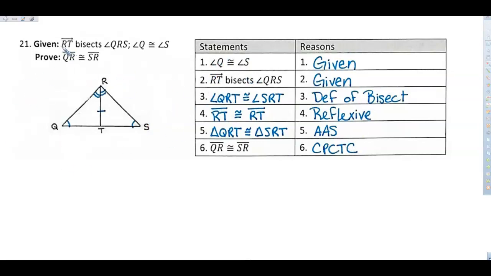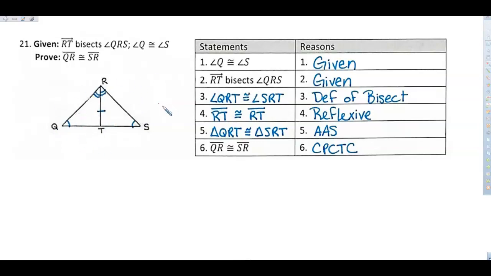All right, we are given that RT bisects angle QRS. So if this angle here is bisected, that means it is cut in half. So if that is bisected, I know that these two angles are congruent. We should have marked this. All right, we're given angles Q and S are congruent, so we need to make sure that those are marked. I can also mark that reflexive step. So now, mark your pictures first.